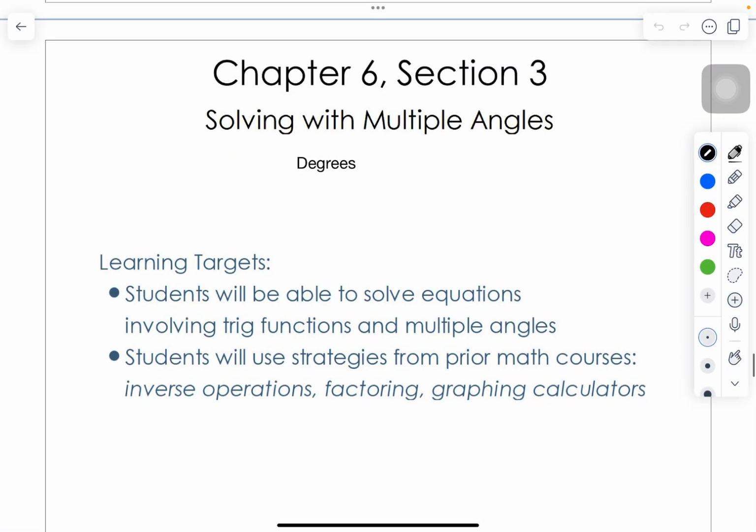Okay, finally getting out of sections 1 and 2 and now into section 3, solving for multiple angles. We're going to do a lot of the same things that we did before, but instead of it being equal to theta, it might be equal to 2 theta, 3 theta, 1/2 theta, whatever. We've got to do a little bit of extra solving.